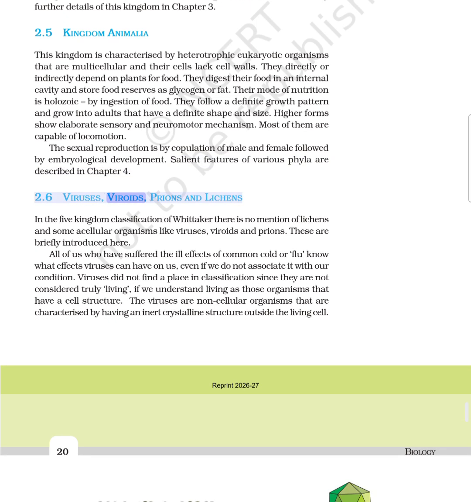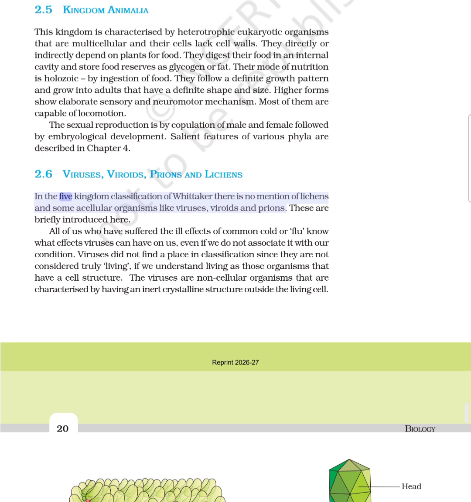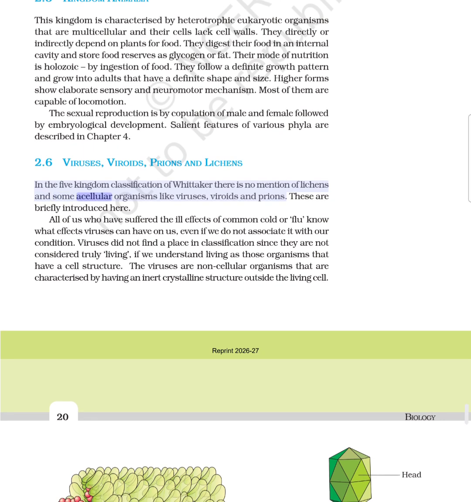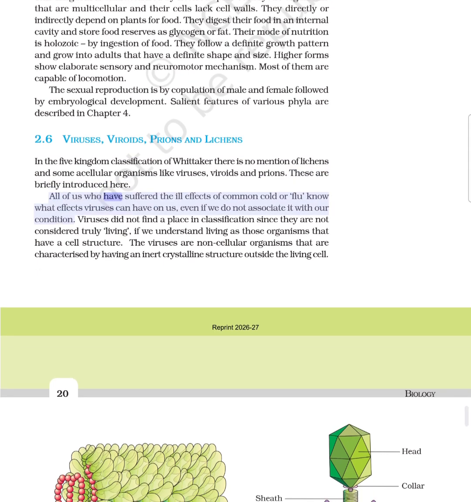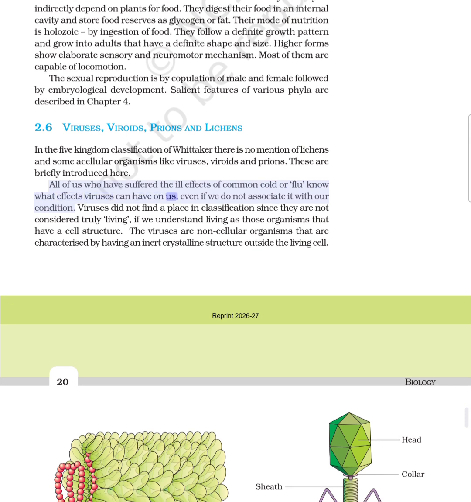2.6 Viruses, Viroids, Prions and Lichens. In the five-kingdom classification of Whittaker there is no mention of lichens, and some acellular organisms like viruses, viroids and prions. These are briefly introduced here. All of us who have suffered the ill effects of common cold or flu know what effects viruses can have on us, even if we do not associate it with our condition.